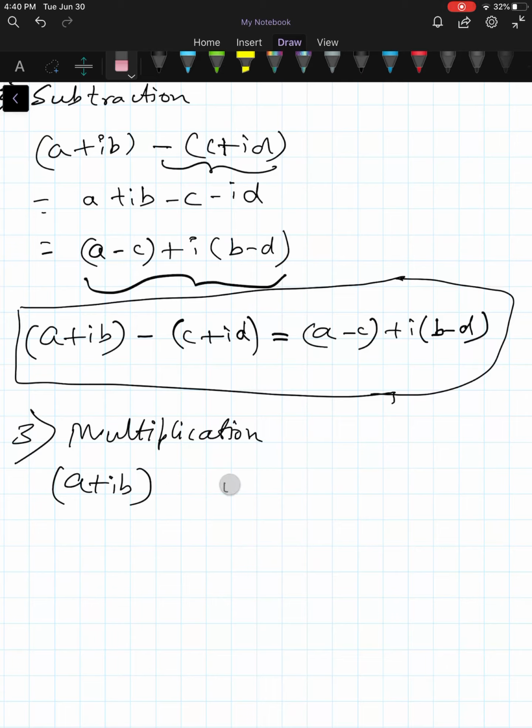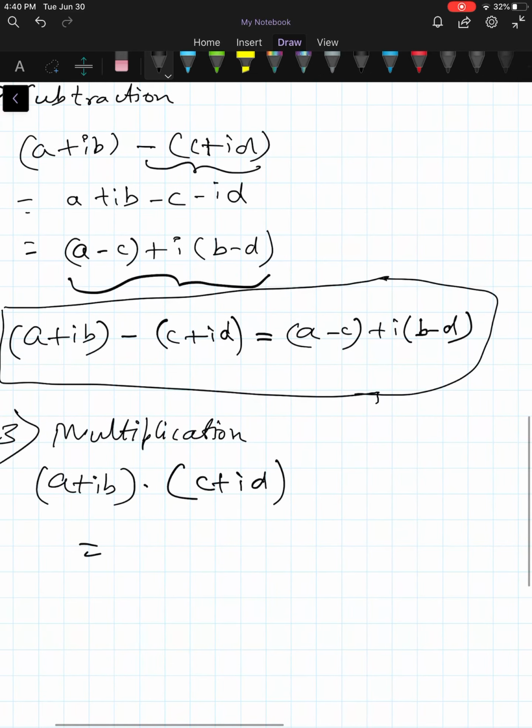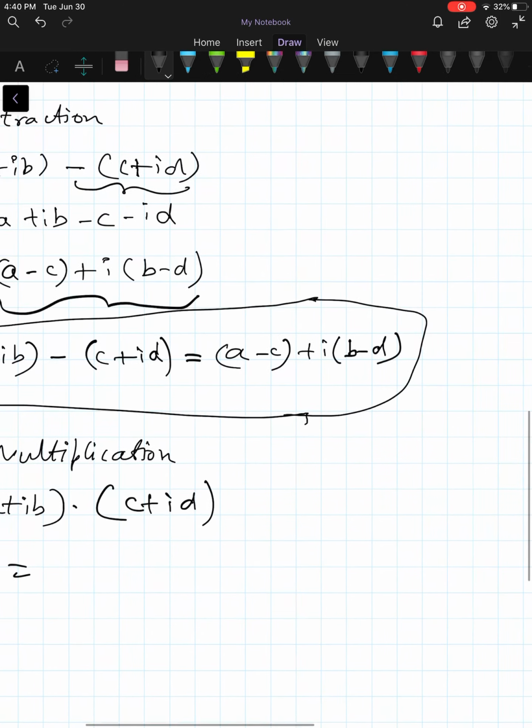That doesn't make a difference because multiplication is commutative. If it is square root of -1 times square root of some real number, it is the same as square root of some real number times square root of -1. So it doesn't matter if you write it as a plus ib. Don't get confused with it. Times c plus id. So how do we arrive at the definition?